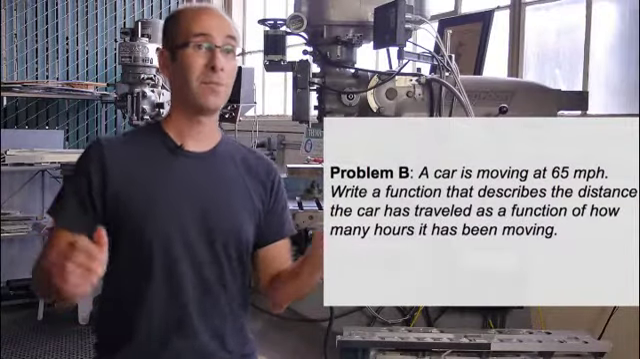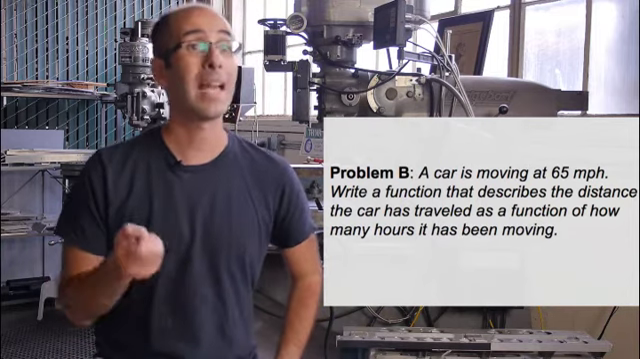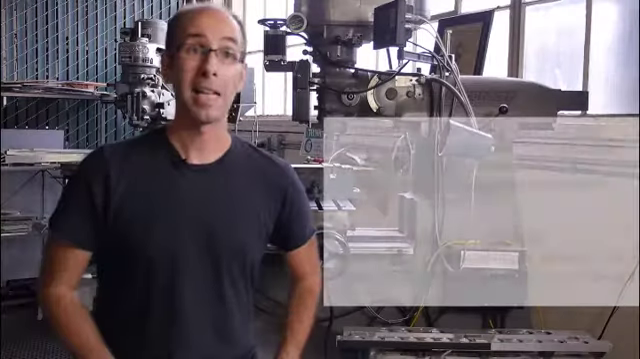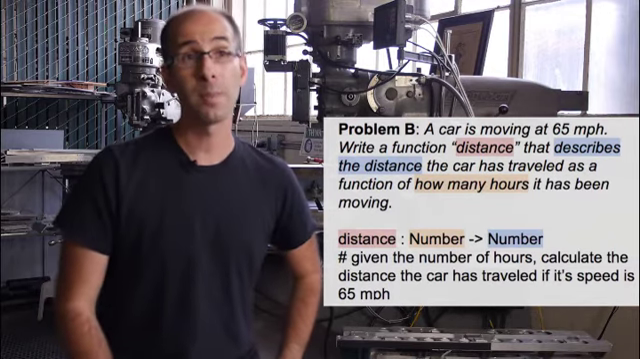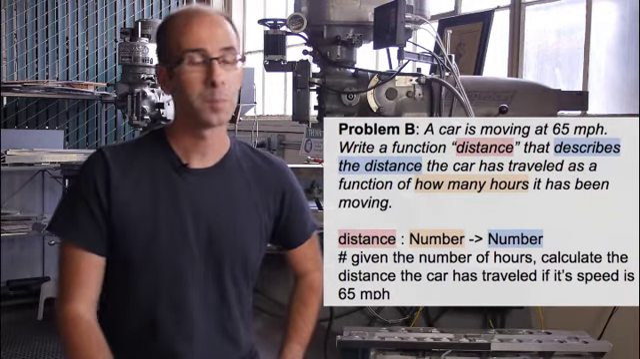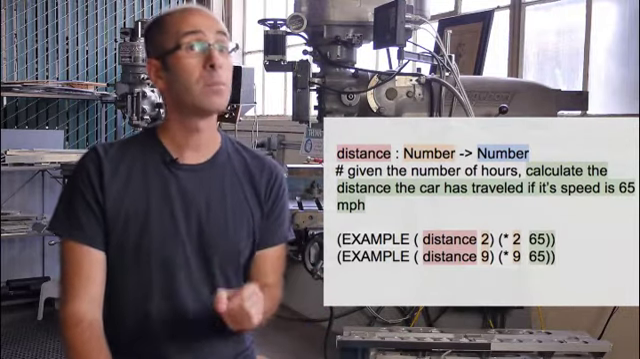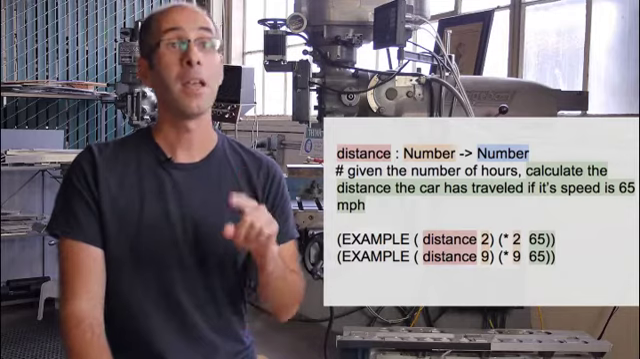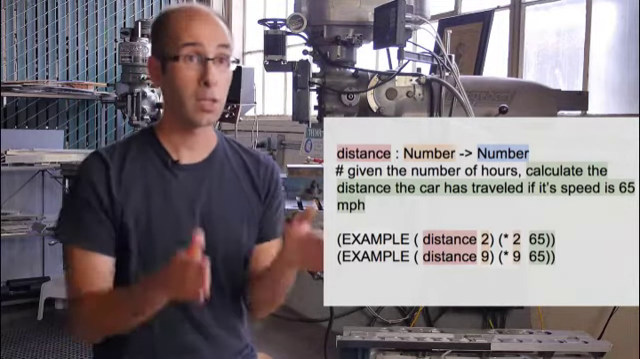Let's do another example, this one using a more traditional math problem. A car is moving at 65 miles an hour. Write a function that describes the distance the car has traveled as a function of how many hours it's been moving. Step 1, contract and purpose. As before, we need to identify the name, domain, and range for this function, and then rephrase the problem in our own words for the purpose statement. Step 2, write 2 examples, being sure that everything comes directly from the contract and purpose statement, not from the original word problem. Then we circle and label the parts that are changeable.